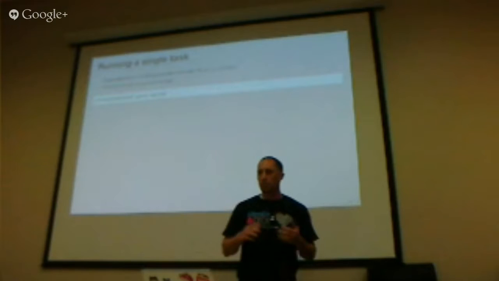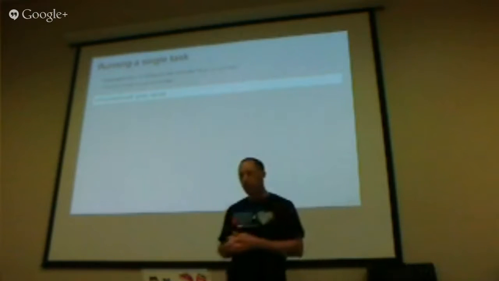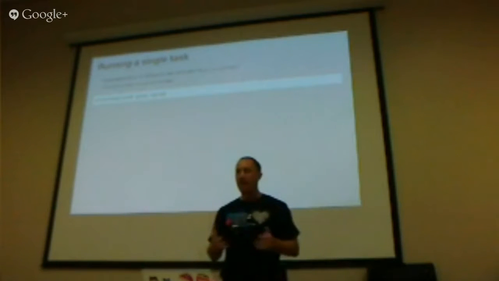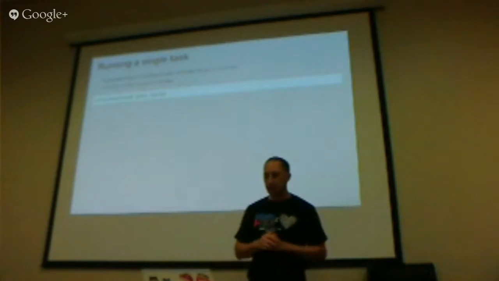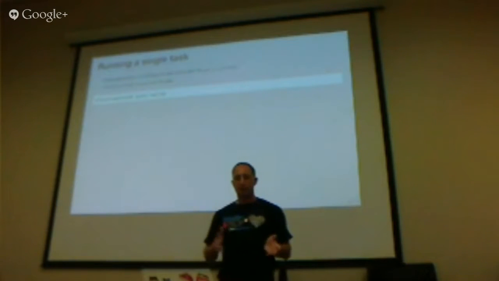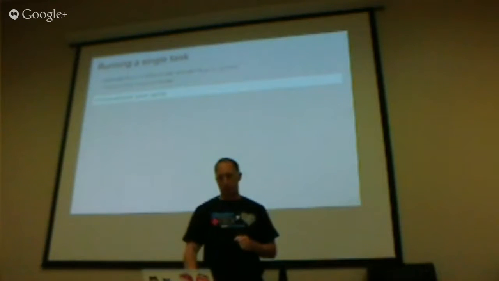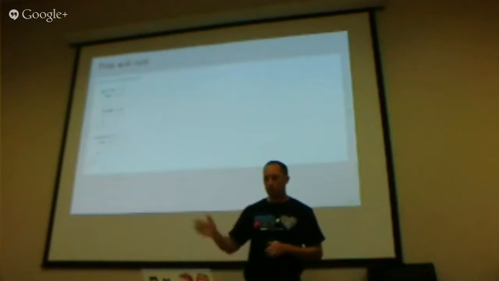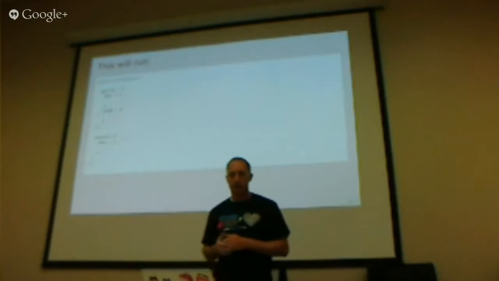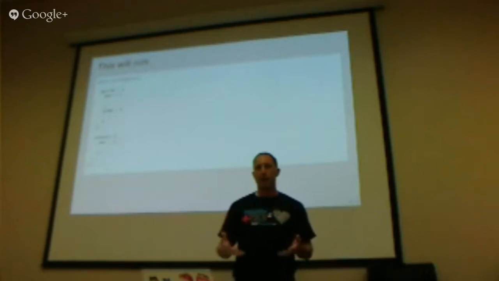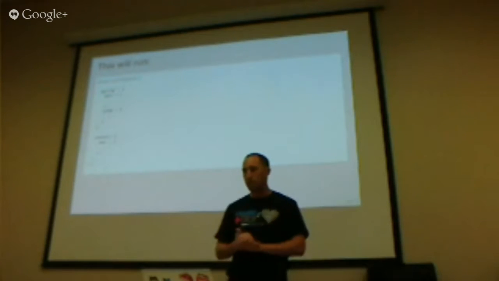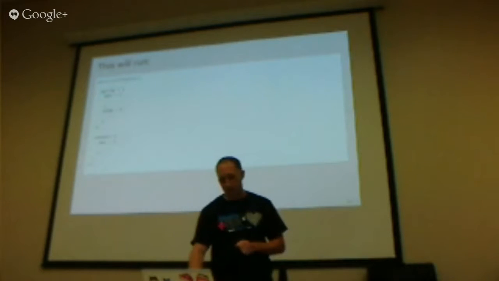If you want to run a single task, it's done by adding the task name after the grunt command. This will run every single target for that task. So here, if we run grunt uglify, we're going to run the uglify task with the dev and prod targets. It's going to run both of those if we just type in grunt uglify.